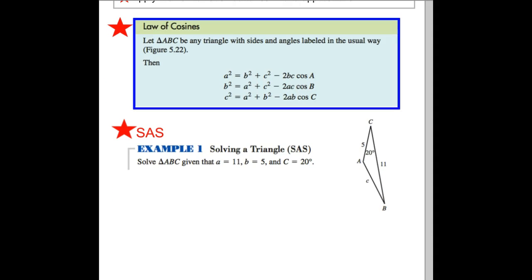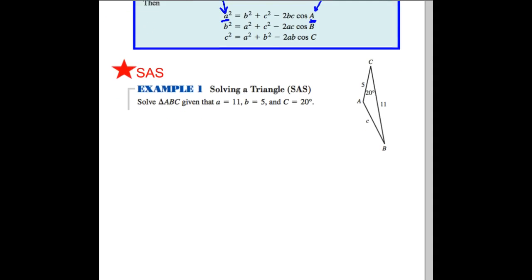So the law of cosines states that if we are looking for a side, we would need to know its corresponding angle. And the formula says a squared equals b squared plus c squared minus 2bc cosine a. And the other two are just the same pattern. Okay? Just remember that this letter and this letter have to match. All right, first example.